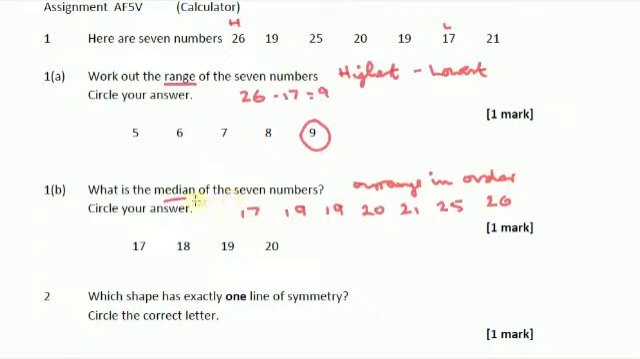Now to find the median, we look for the middle of that list of numbers. So we have 3 on the left below the middle and 3 above the middle, and the one in the middle is 20. So that is the median, 20.